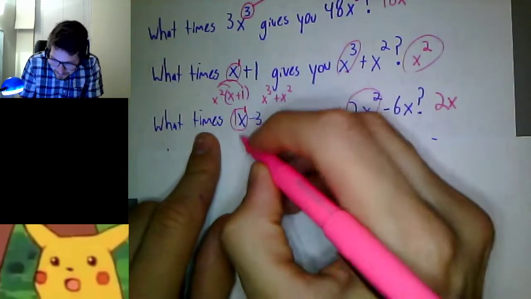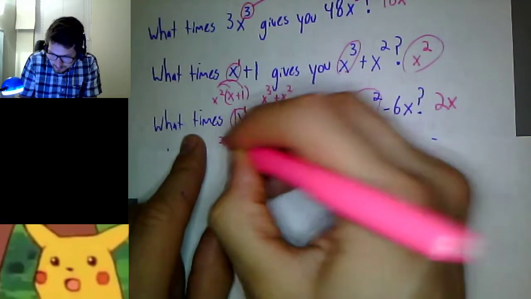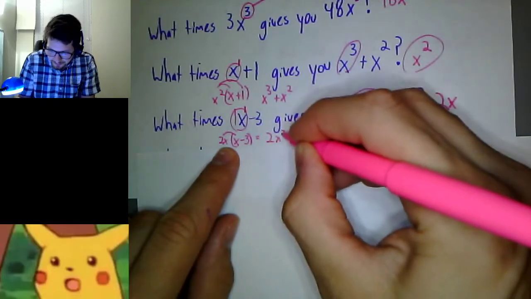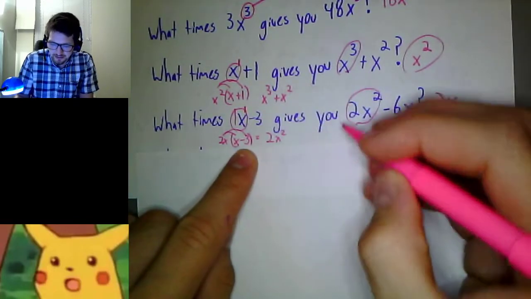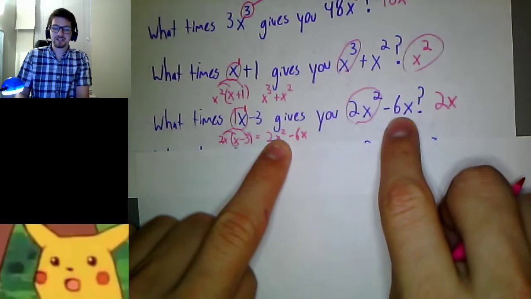Let's try it. X minus 3 times 2x. 2x times x, that gives me 2x squared. And 2x times negative 3 gives me negative 6x. My answers match. That is correct.